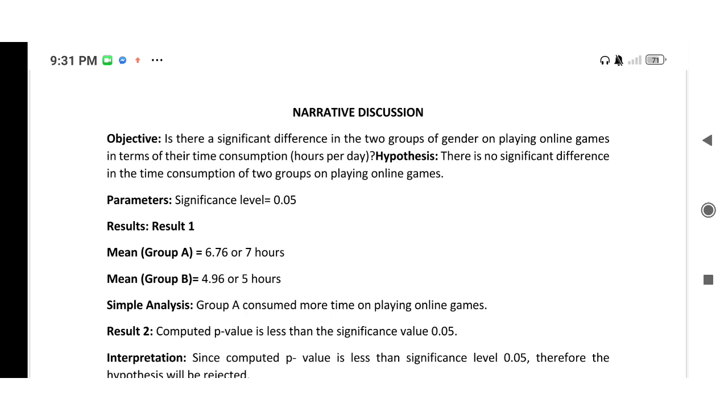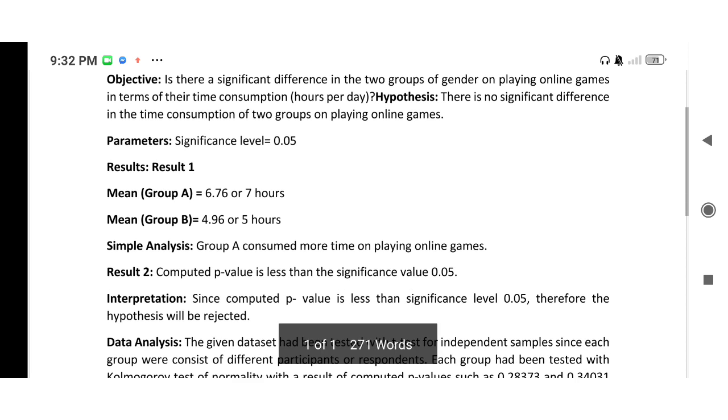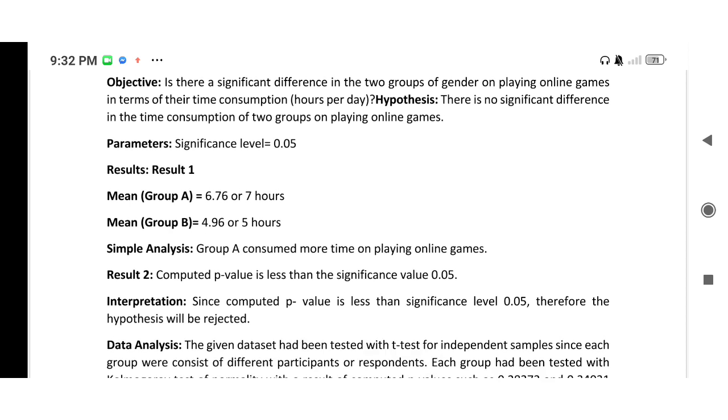Okay, so to sum up the result, this is the narrative discussion. Objective: is there a significant difference in the two groups of gender on playing online games in terms of their time consumption hours per day? Hypothesis: there is no significant difference in the time consumption of two groups on playing online games. Parameters: significance level is equal to 0.05.